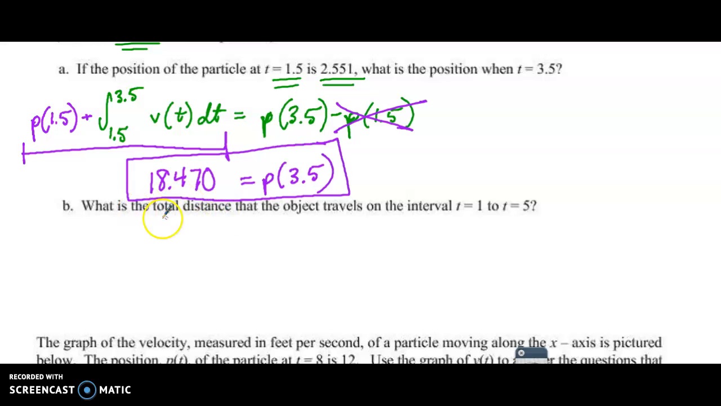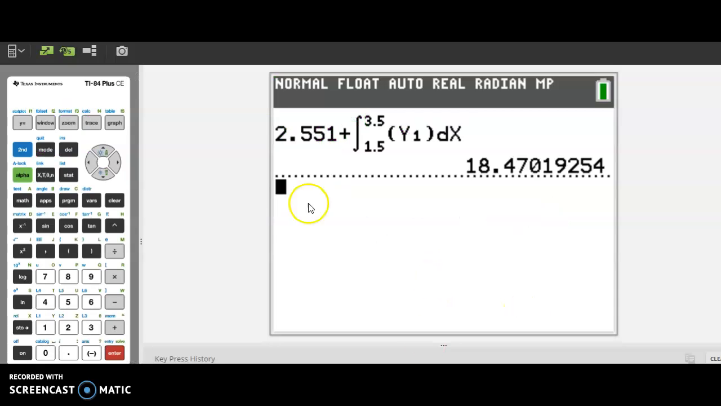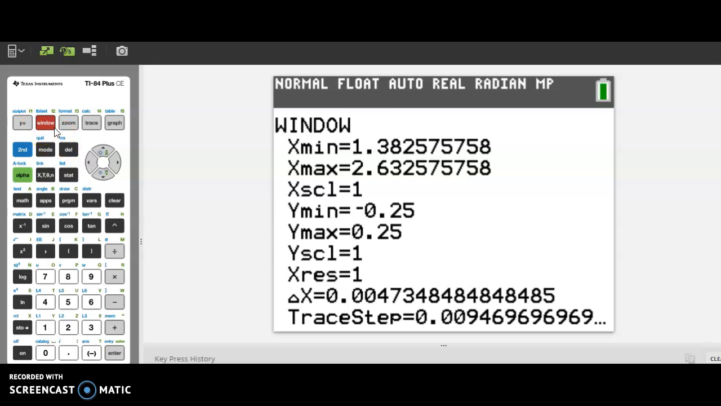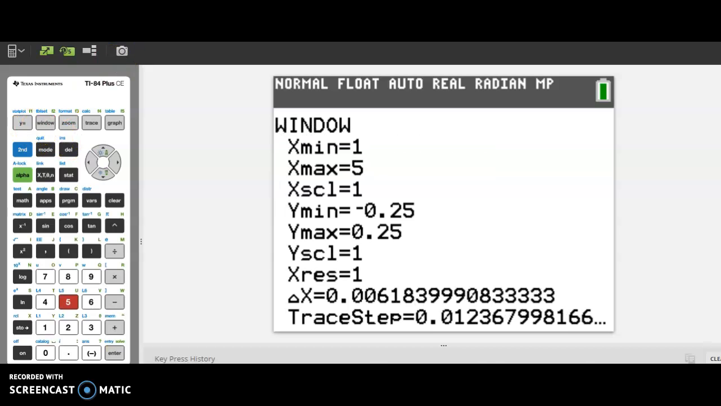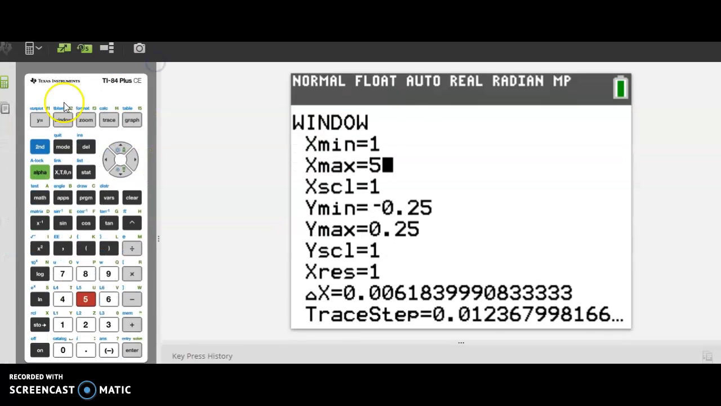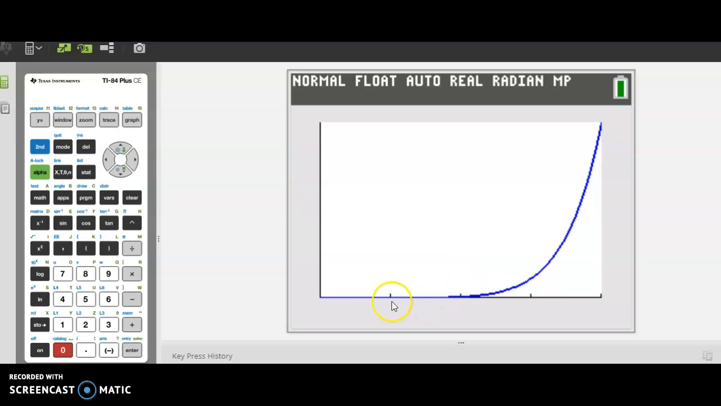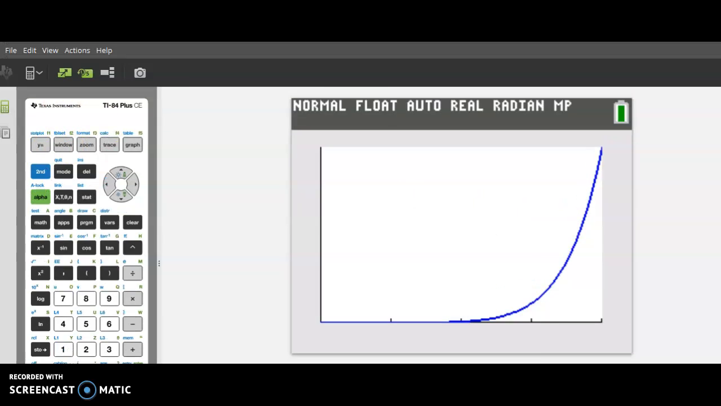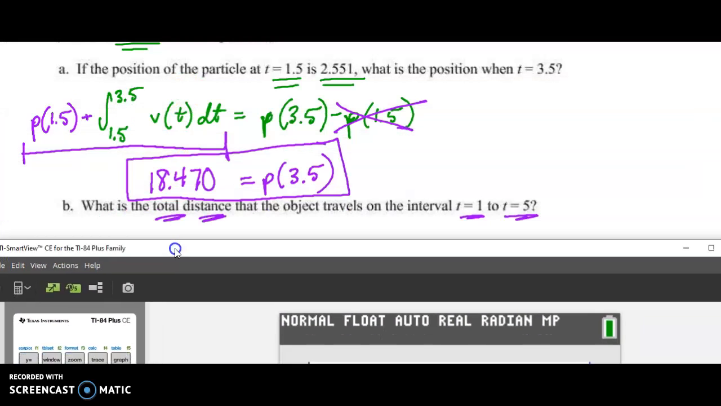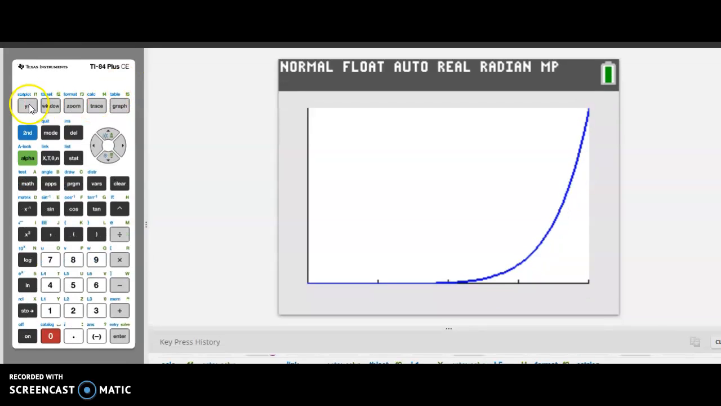So now we're going to get into total distance traveled. Okay, and we care about from t equals 1 to t equals 5. Now I'm going to over-explain this. So if I go to my graph, I'm going to change my window first of all to be from 1 to 5. And I'm going to hit zoom 0 to fit it in the screen. Well, I don't think this really matters because it's above the x-axis throughout, which probably makes sense. It's always above the x-axis.